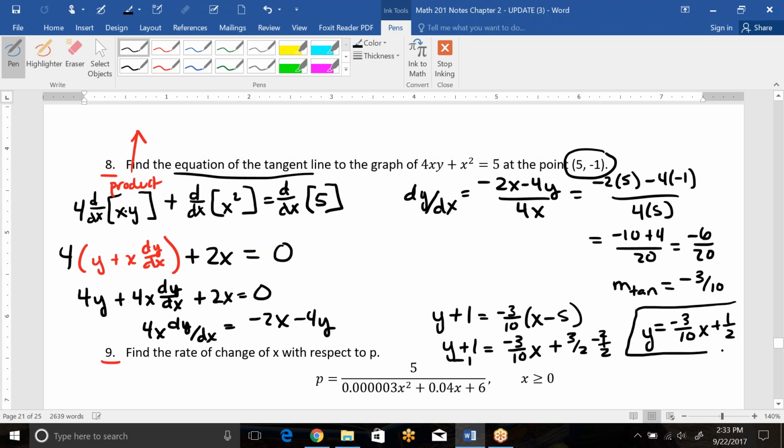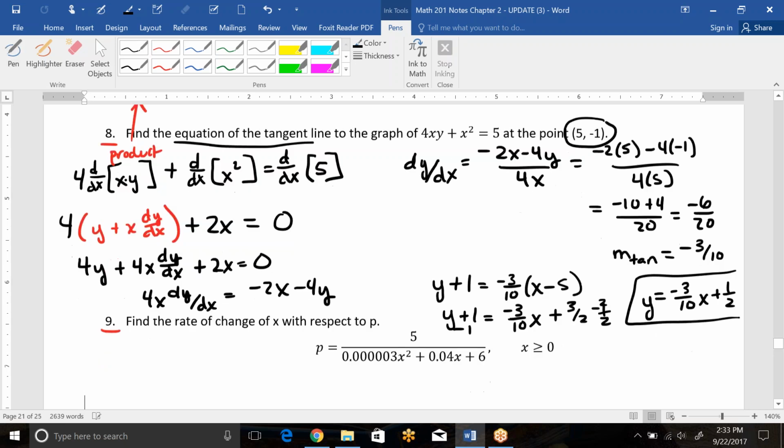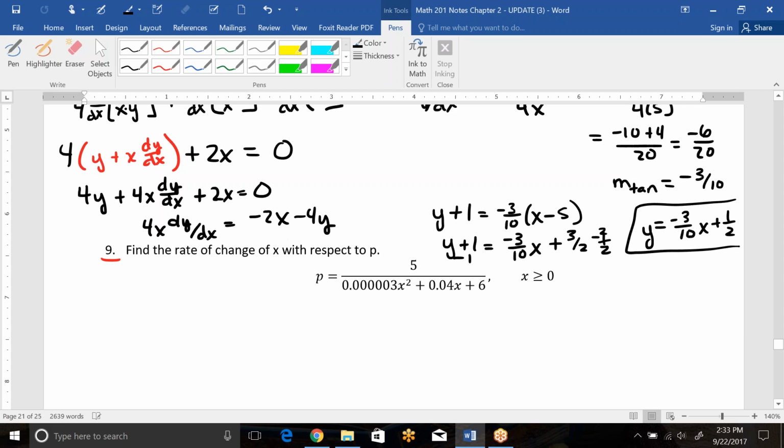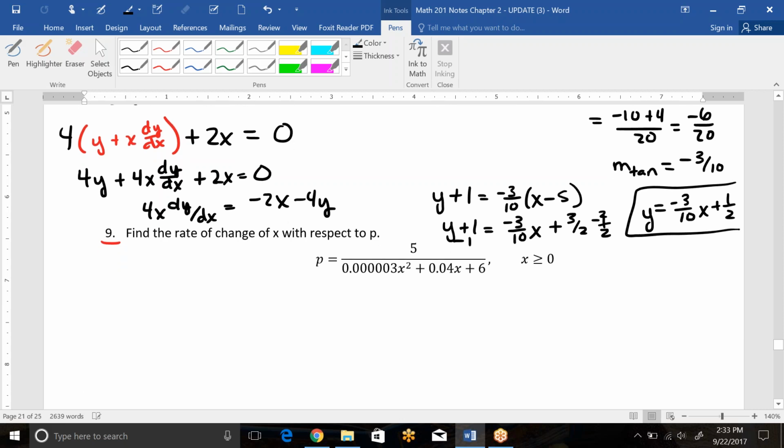So there's the equation of the tangent line to the equation that we were given at the point 5, negative 1. Okay, and number 9 says find the rate of change of x with respect to p. Okay, so we're changing it up. They're doing respect to p.